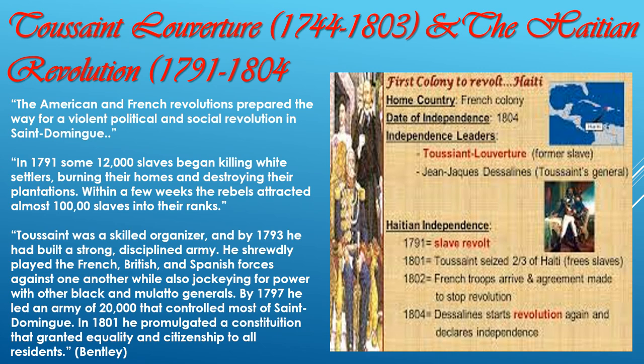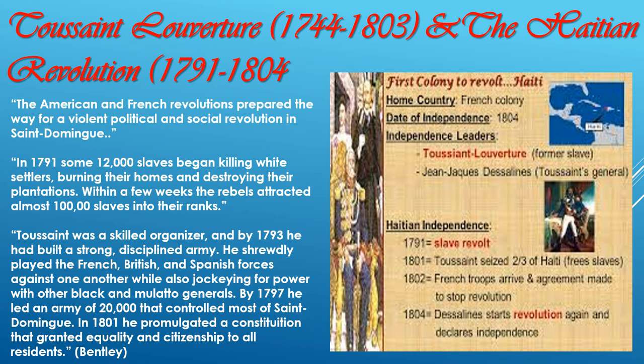Revolutionary ideas were spreading around the Atlantic at the time in ways we've already seen. In 1791, some 12,000 slaves began killing white settlers, burning their homes, and destroying their plantations. Within a few weeks, the rebels attracted almost 100,000 slaves into their ranks.